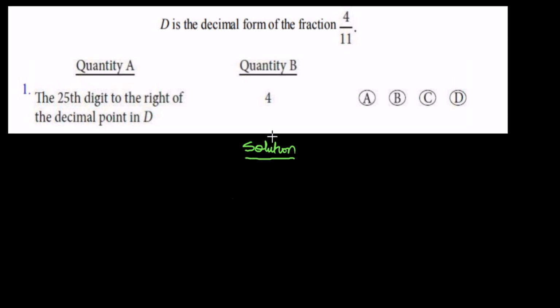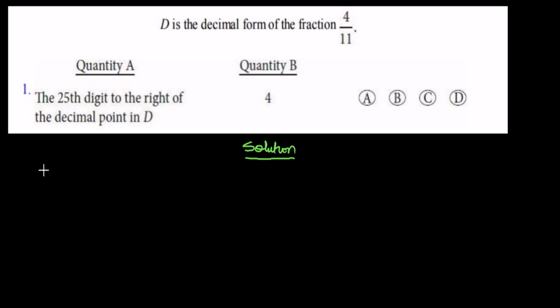Now, this question says that D is the decimal form of the fraction 4/11. Quantity A is the 25th digit to the right of the decimal point in D, while quantity B is 4. There are cases whereby we use quantity A to determine quantity B. There are cases whereby we use quantity B to establish the relationship. And there are cases whereby we use the body of the question to establish the relationship.